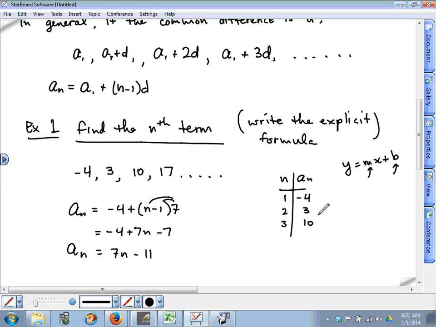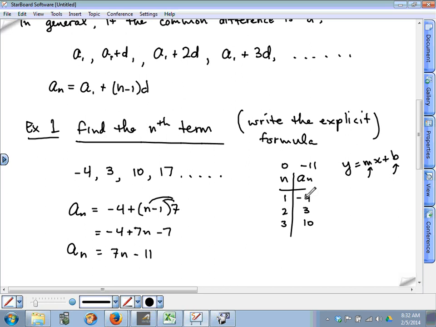On this table, the y-intercept would be where n equals 0. Even though that doesn't actually exist in the sequence, there is no 0 term of a sequence. If we did extend this table to include a 0 term where n equals 0, what would that be? It would be negative 11. How do we know that?